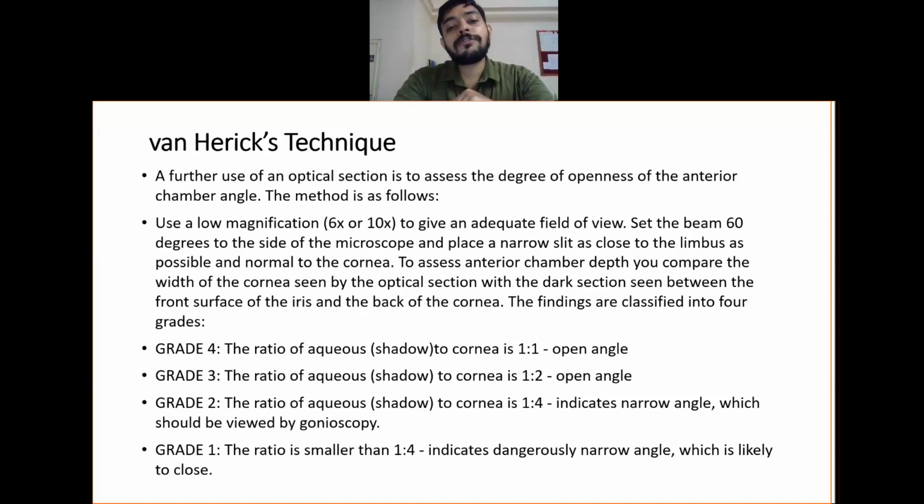Grade 4 will be when the ratio of shadow to cornea is about 1:1. If both the shadow as well as the corneal thickness are equal, then we can say that the angle is wide open. Then 1 is to 2 will be an open angle. If it is 1 is to 4, it indicates a narrow angle which should be viewed by gonioscopy. And if it is grade 1, the ratio is smaller than 1 is to 4, it indicates a dangerously narrow angle which is likely to be closed.